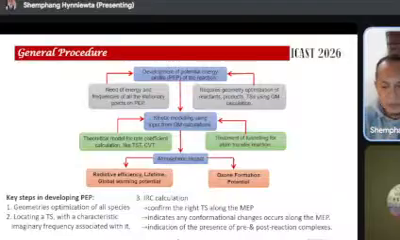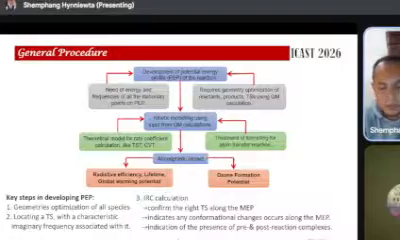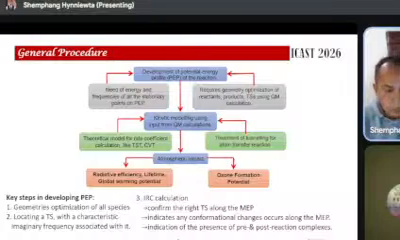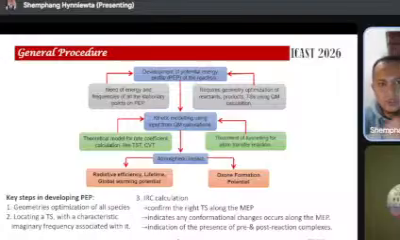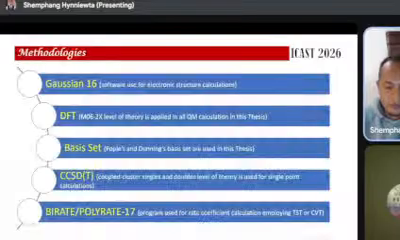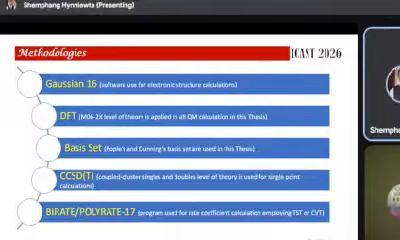Now, in my kind of work, we do computational study, so I will not be talking about any experimental work, but just the computational part, how we tackle this kind of problem. So first of all, we optimize the structures, locate the transition state, and finally we confirm that the transition state follows the minimum energy path and connects the product to the reactant.